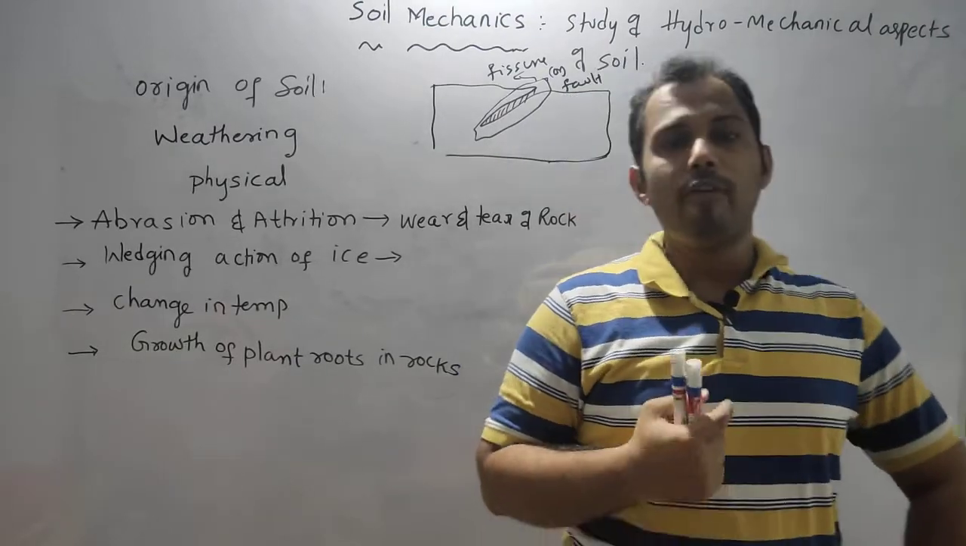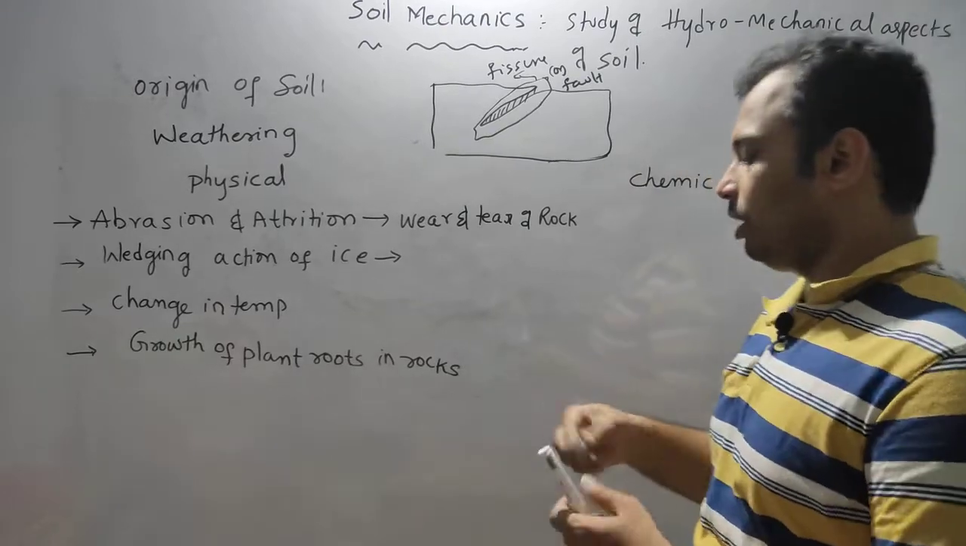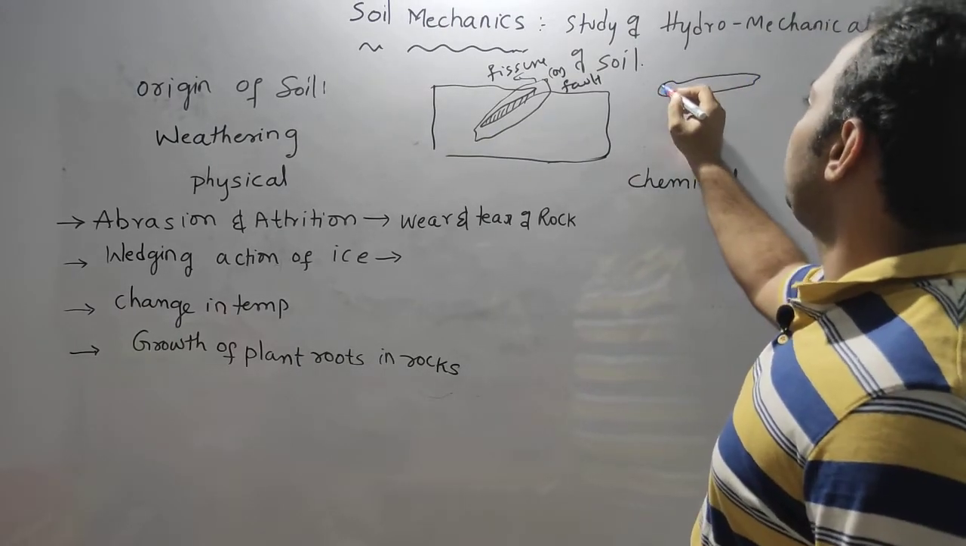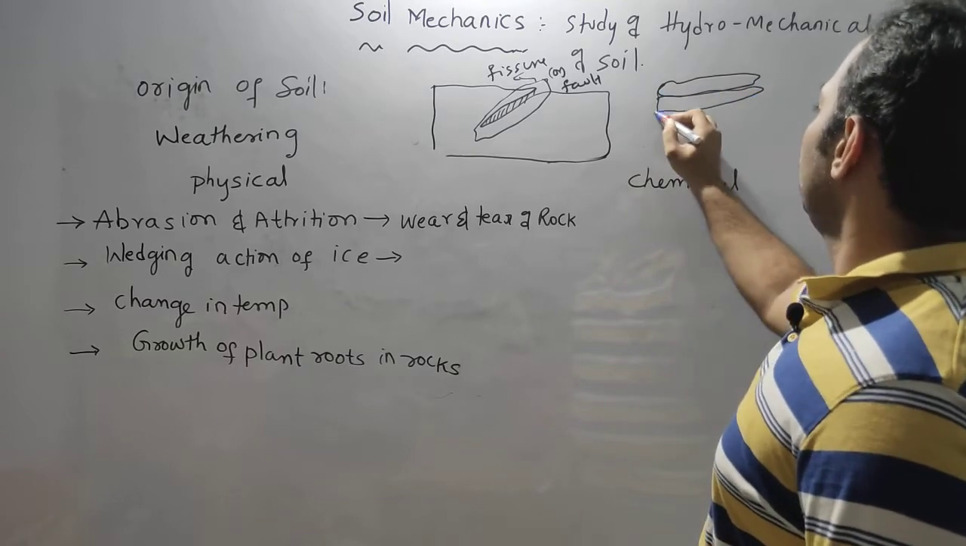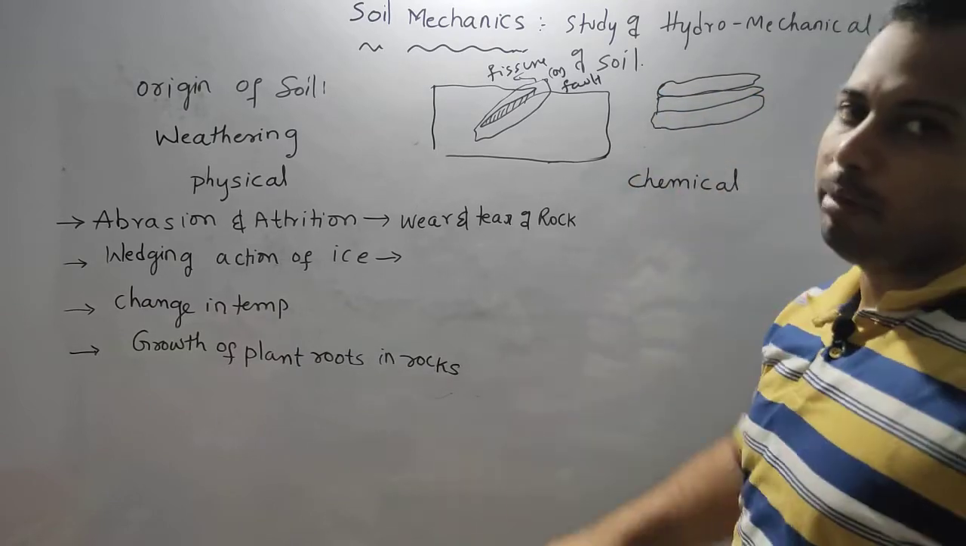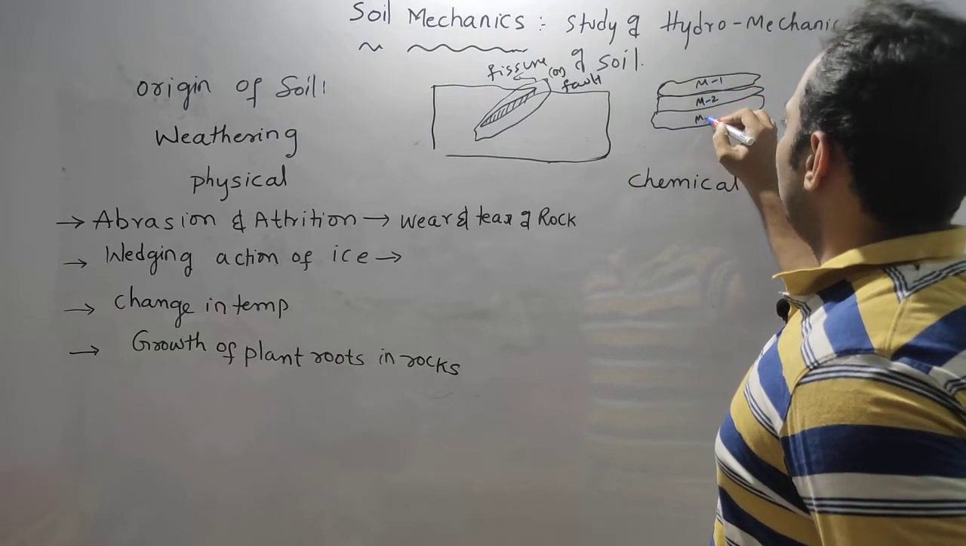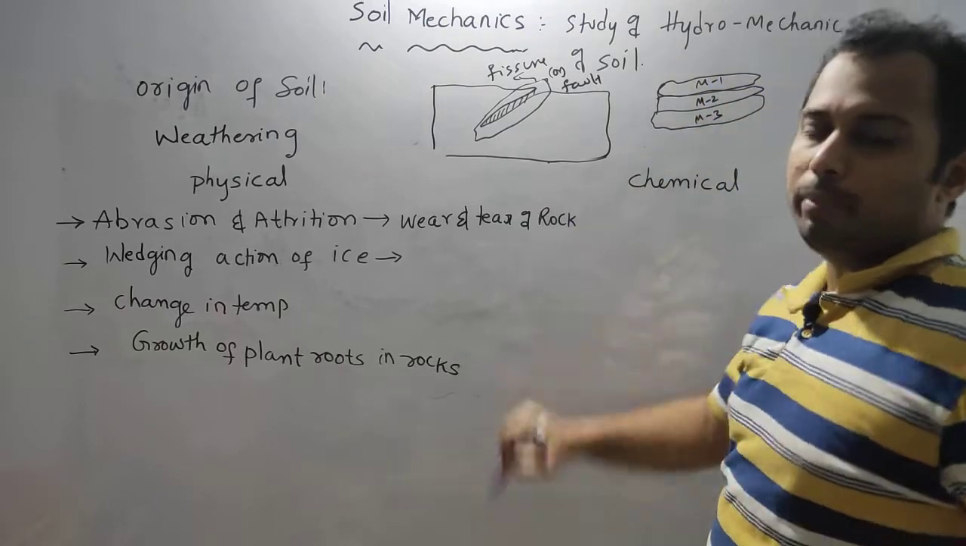Different minerals will have different coefficients of thermal expansion. For example, this is a rock. This is made up of different minerals: mineral 1, mineral 2 and mineral 3.